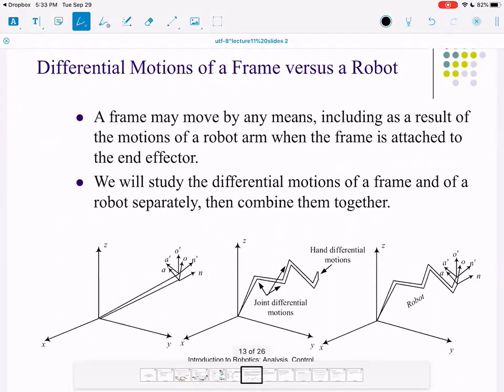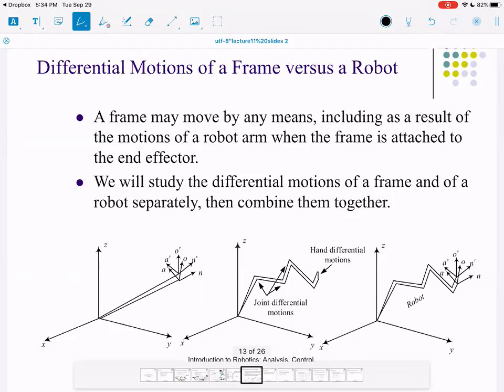Differential motions could be defined in a frame, or you could have a differential motion of the robot arm itself. There are multiple ways of looking at this problem. In theory, you could look at the differential motion of the frame separately: the rotational motion of the frame and the translational motion of the frame, and then use those concepts to solve the robot problem. The textbook looks at frame motion, pure translation, pure rotation, and then the robot motion.